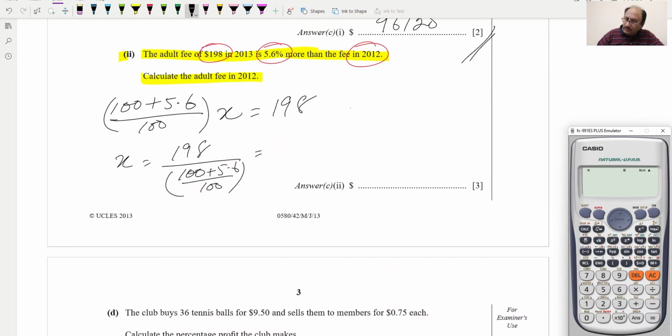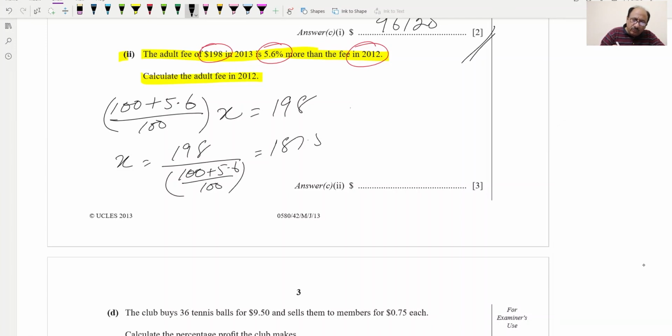So we can simplify: 198 over (100 plus 5.6) over 100, and this is equal to 187.5. So 187.5 was the adult fee in 2012. This is a 3-mark question which we have done.